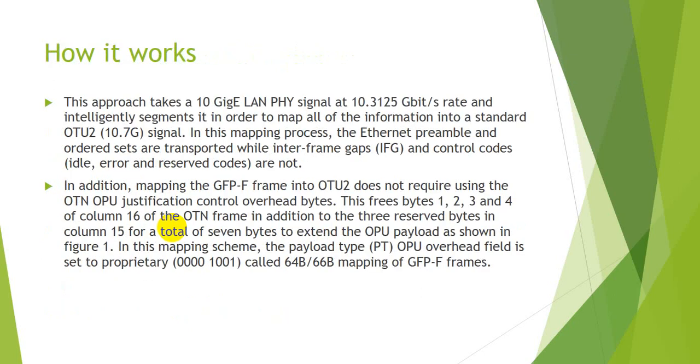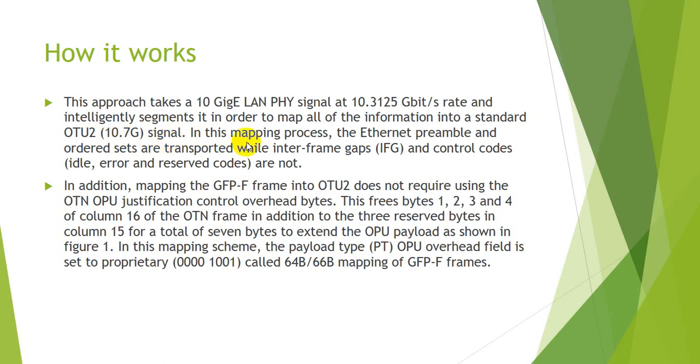So how does it actually work? In GFP, the approach taken is that the 10G LAN PHY signal, which is 10.3 gigabit per second, is intelligently segmented in order to map correctly to the standard OTN rate, which in this case is OTU2, which is 10.7 gigabit per second.